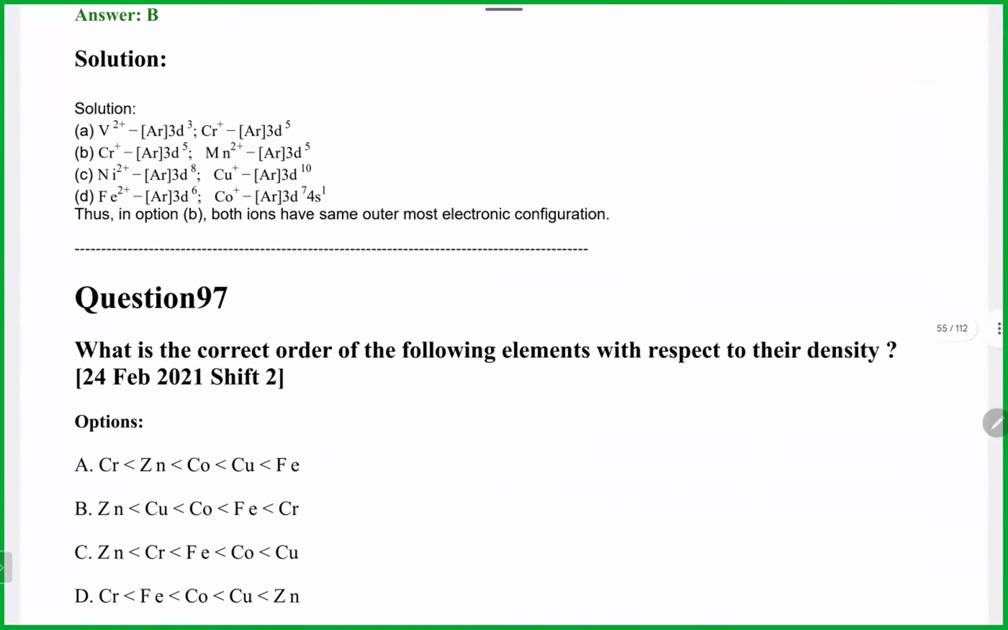See, even they ask density, guys. Solve this question. How to correlate with the density, Sarah?